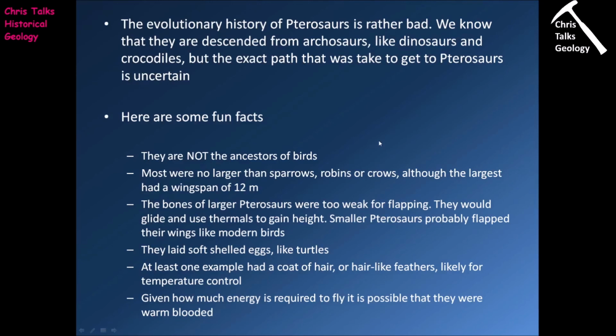The evolutionary history of the pterosaurs is pretty terrible in the grand scale of things. We know they're descended from the archosaurs, the same line as the dinosaurs and the crocodiles, but the exact path of how we get to the pterosaurs is actually uncertain, and there are a couple of reasons for this. Number one, pterosaurs very often lived in environments with a very slow rate of sedimentation. So if a pterosaur dies and its body hits the ground, it's not going to be rapidly covered over by sediment, which means it's less likely to fossilize.